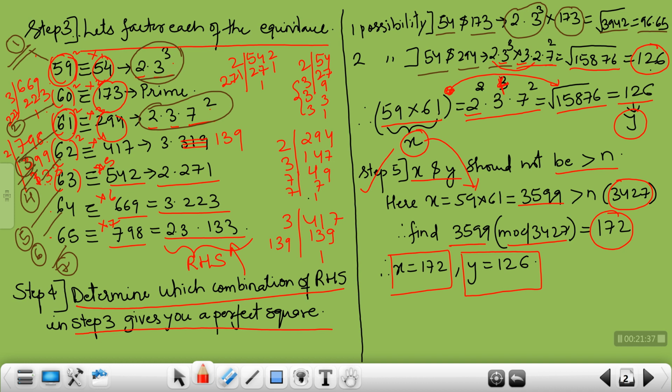So as the first step, I combine equation number 1, 54, and equation number 2, 173. It is nothing but here. These are the equations, equation number 1 and equation number 2. And I find out if it is giving me a perfect square. It is not giving me a perfect square because the answer is 96.65.